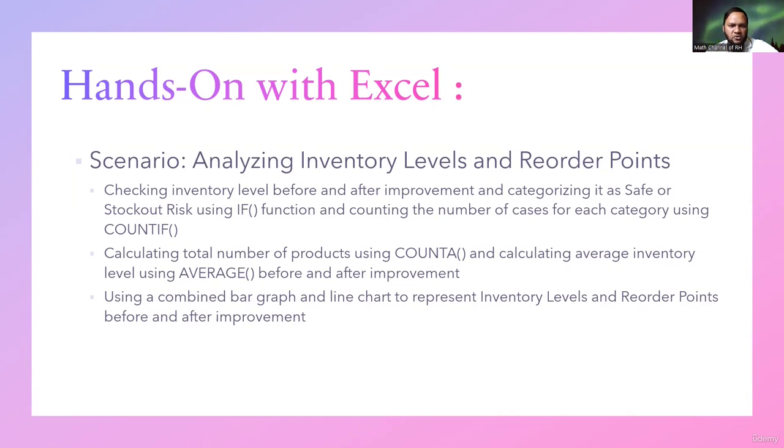We are going to also calculate the total number of products for all types of products, and we are also going to create a combined bar graph and line chart for the inventory levels and reorder points before and after improvement. The different types of Excel formulas we are going to use are the IF function, COUNTIF function, AVERAGE function, COUNTA function, and we are going to also make a combined bar graph and line chart. So I'm going to demonstrate everything in Excel.